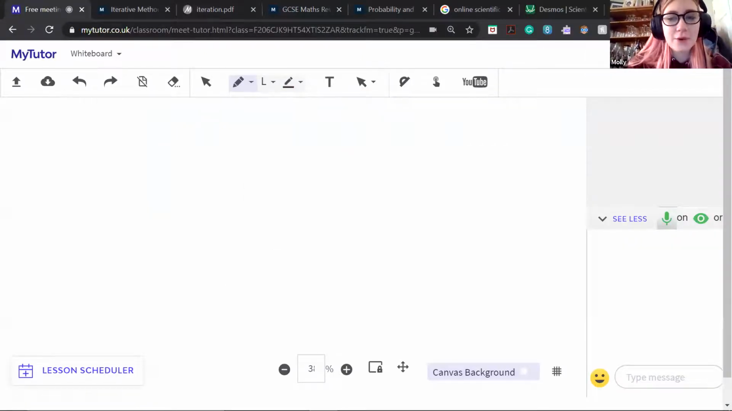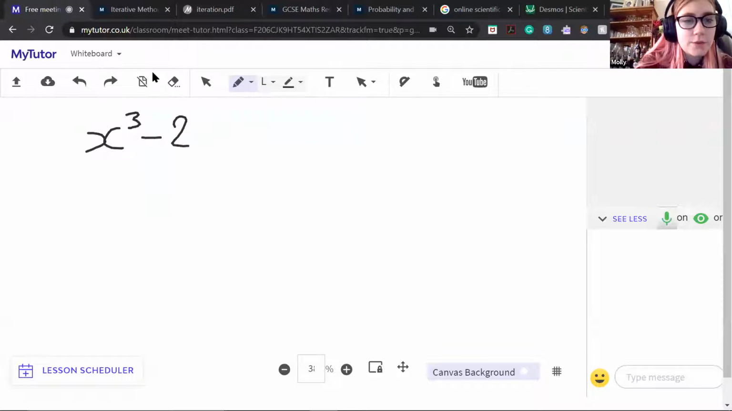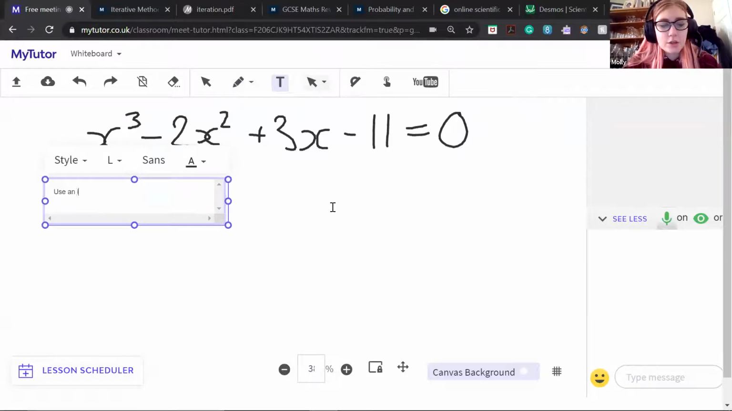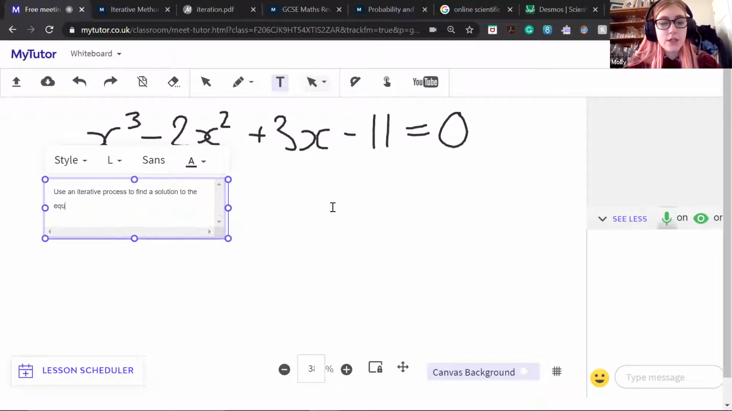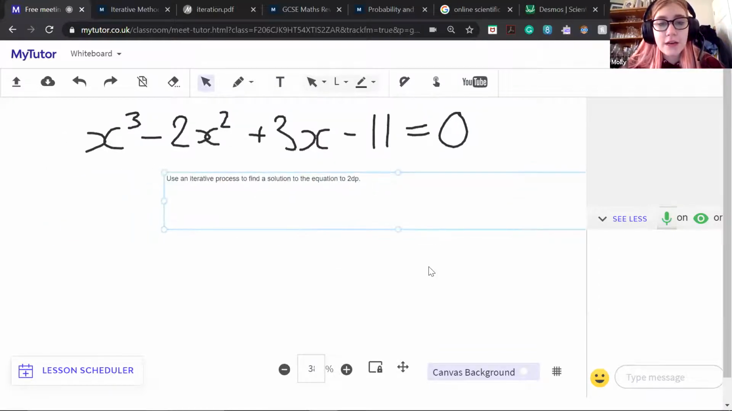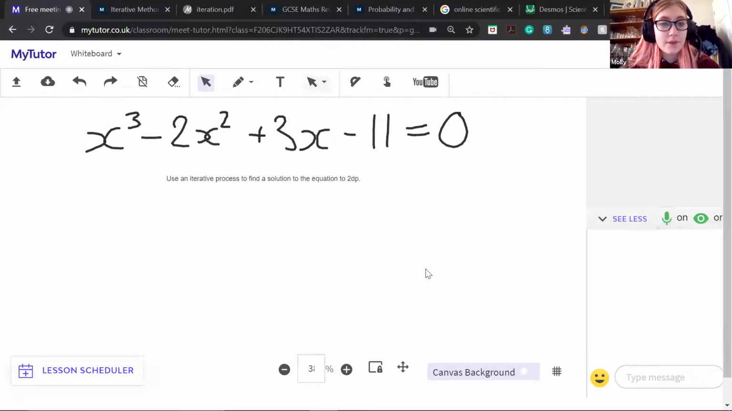And then we'll move on to the ones that are more like sequences. So let's say we have an equation, x cubed minus 2x squared plus 3x minus 11 equals 0. The question would say, use an iterative process to find a solution to the equation to 2dp. So give this one a go. I'll give you a couple of minutes. Try rearranging it yourself and then try finding the solution and see what you get.